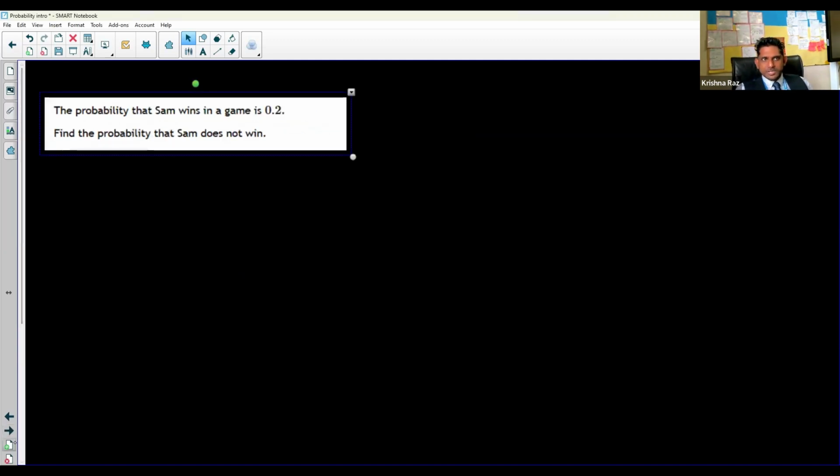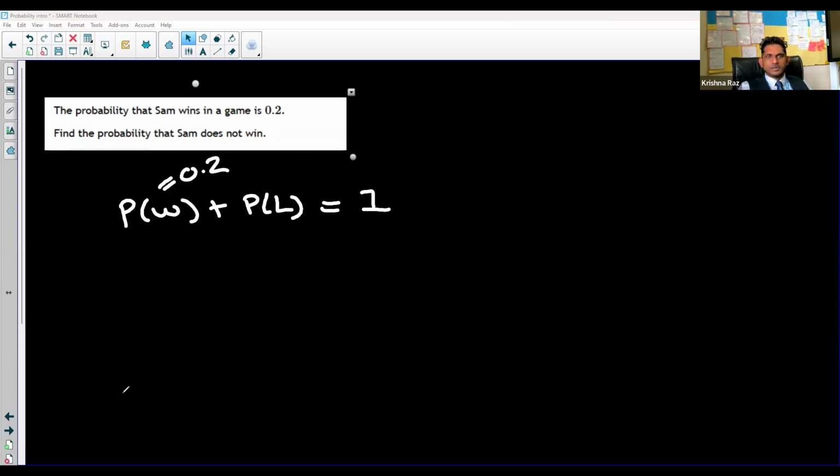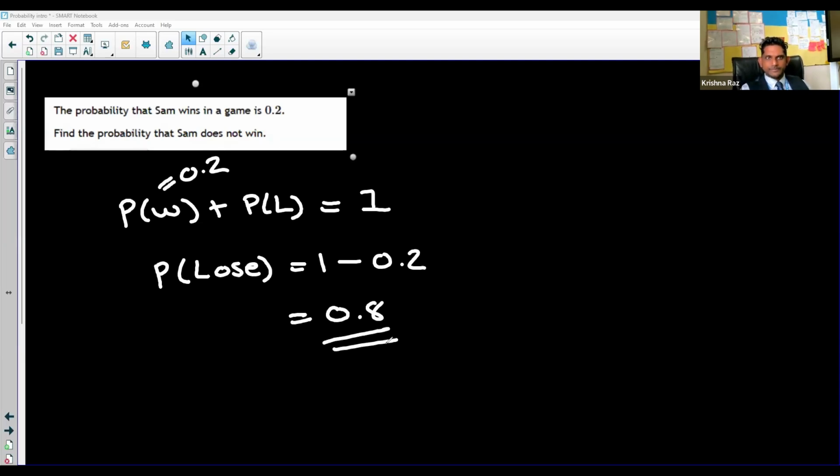So again, we're using the same principles in this question. The probability Sam wins in the game is 0.2. So find the probability Sam does not win. What must the probability of winning plus the probability of losing equal? Exactly 1. So if the probability of winning is 0.2, so that's probably similar to the chances of Man United winning the game at the moment, the probability of losing must be 1 minus 0.2. So again, we'll have 0.8 as an answer.